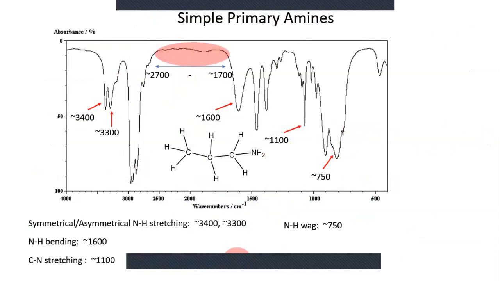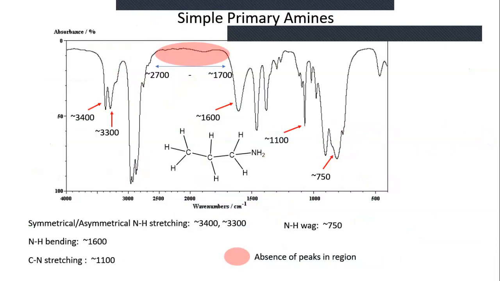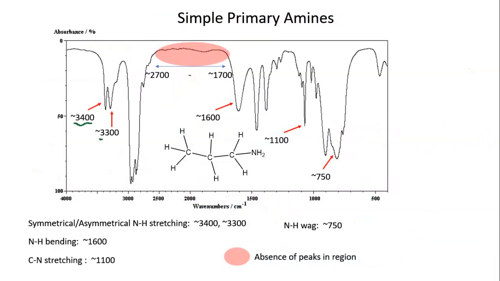So for simple primary amines, we're talking about very simple systems here, nothing too complex. We have a few unique peaks. So again, this 3400, 3300 is the symmetrical, asymmetrical NH stretching. Which one comes first or second, I'm not sure, but both of those are the result of the symmetrical, asymmetrical NH system. So we'll label that as 1. So we'll put 1 here.